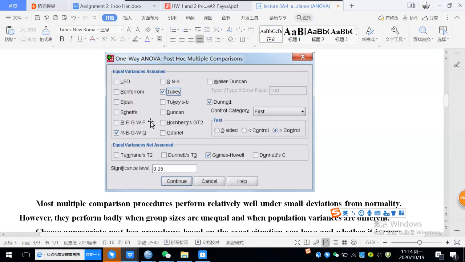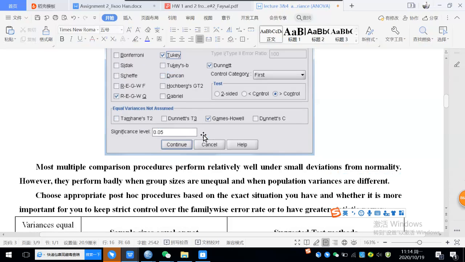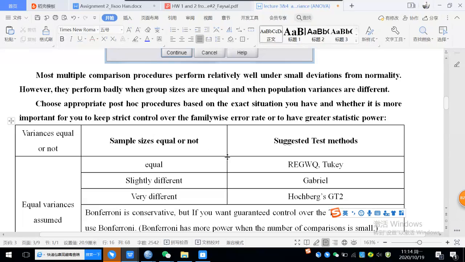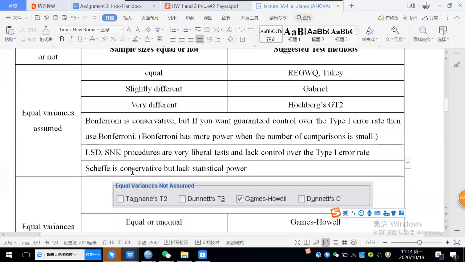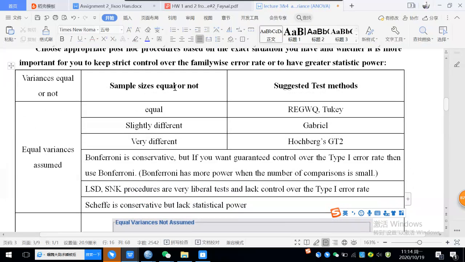So we can use this to test. Since we have different methods, you should know which method is suitable for you to choose. So here is some guidance. Firstly, whether the variance is equal or not, which I showed you. And second, whether the sample size is equal or not. What does sample size mean? It means for level 1, how many cases do we have? Level 2, how many cases? If the number of cases is the same, then the sample size is the same.